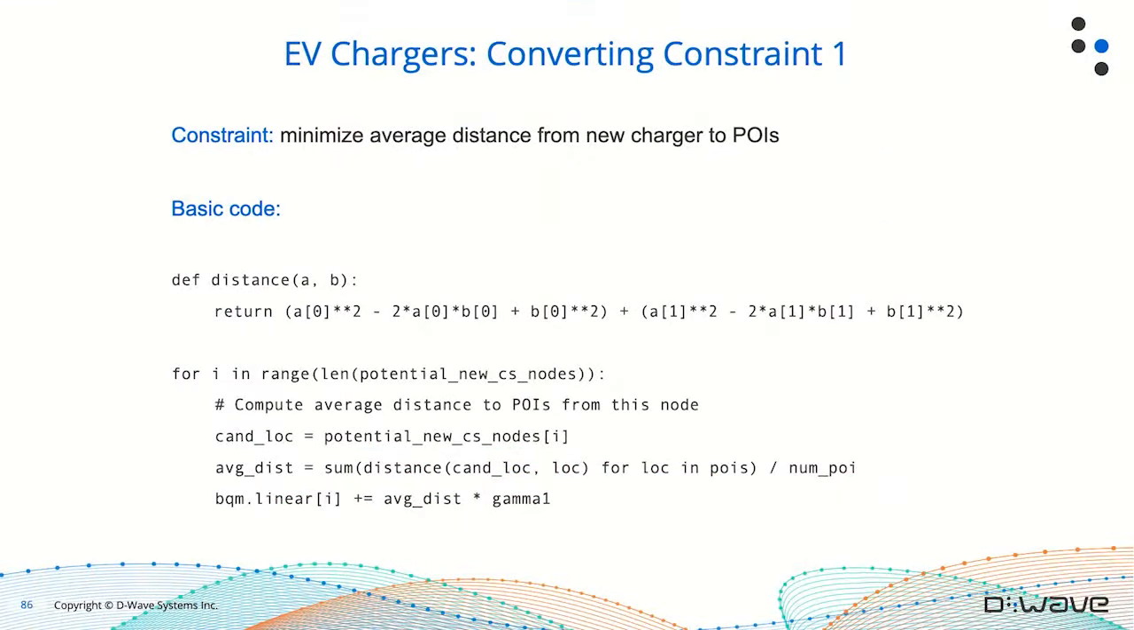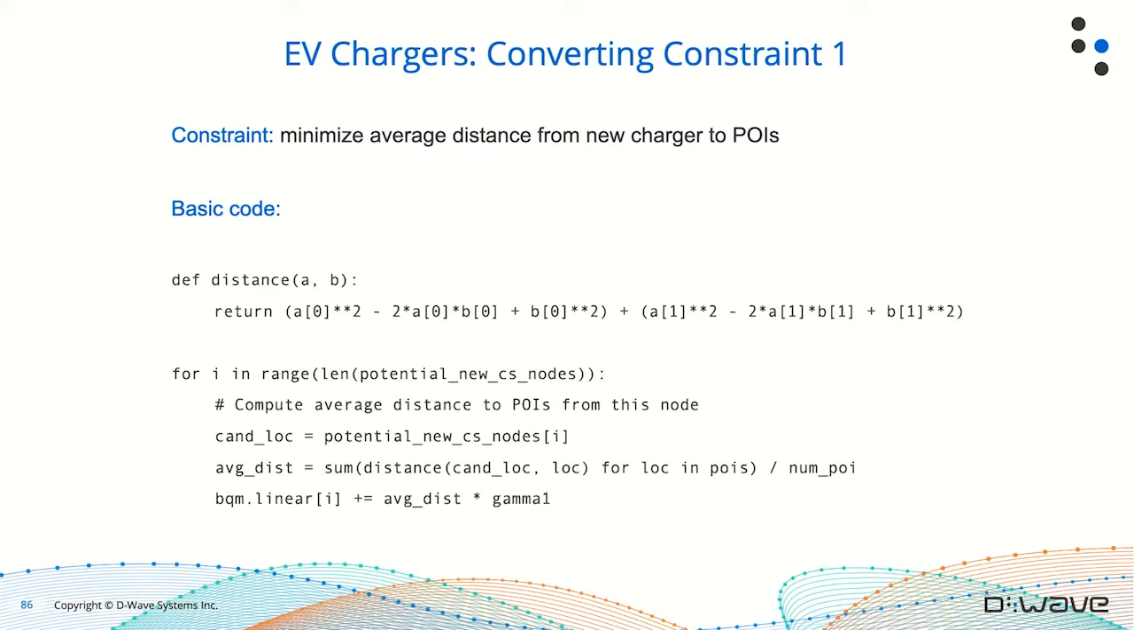All right, so for this first constraint, minimize the average distance from any new chargers to the points of interest. In the code example, what I've shown here is just the code snippet that's building this up. We have a distance function. It's your standard distance function, just not taking the square root, where you're looking at x1 minus x2 squared plus y1 minus y2 squared, if you're finding the distance between 2 points.